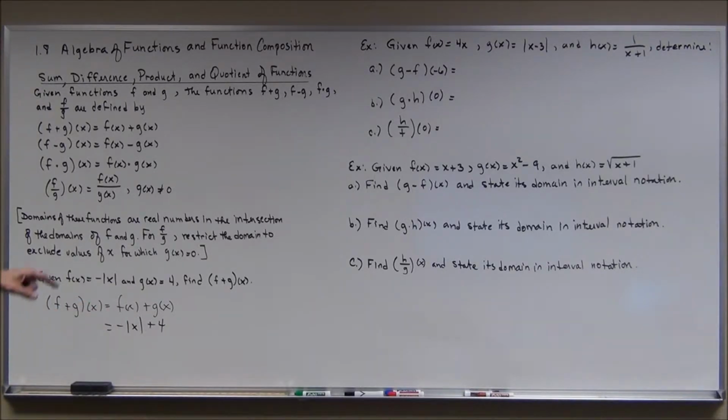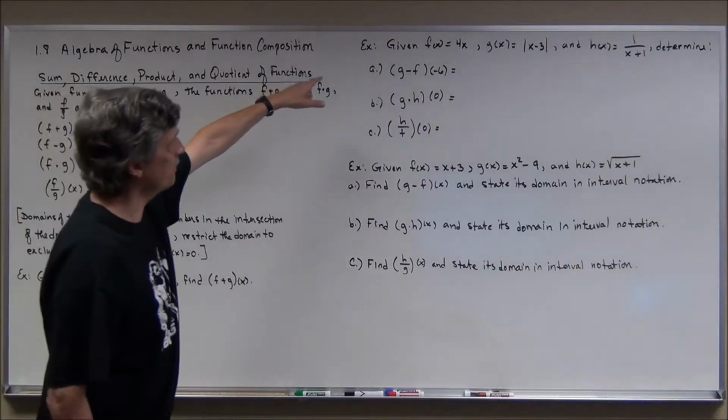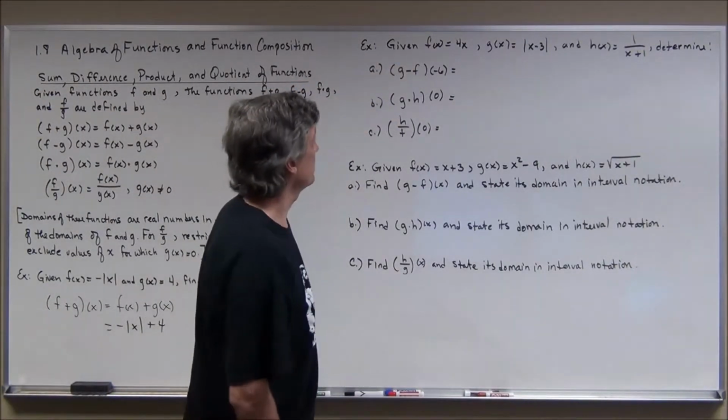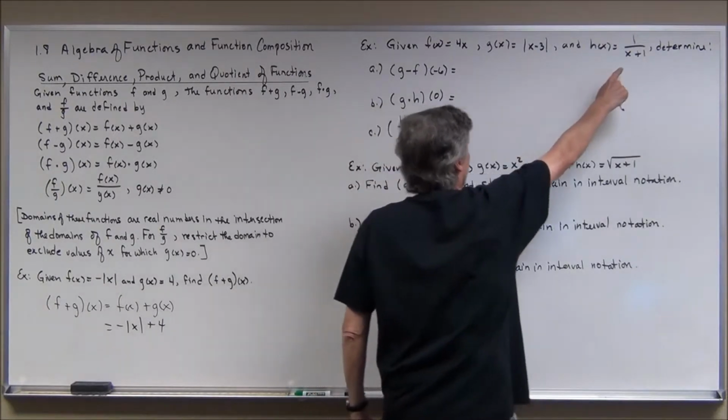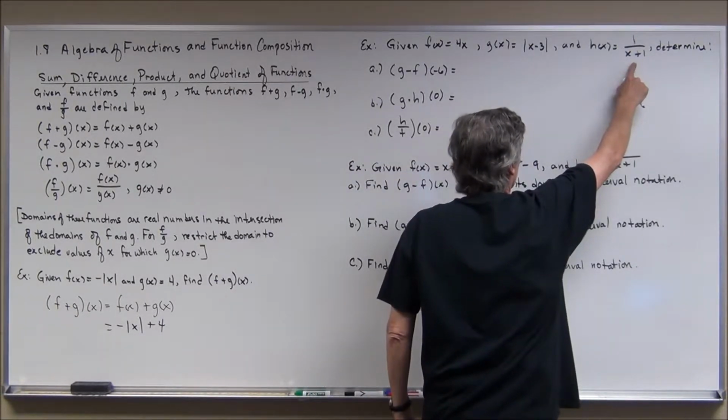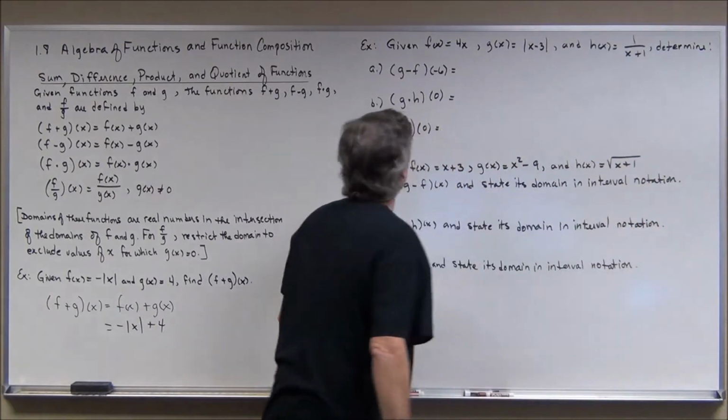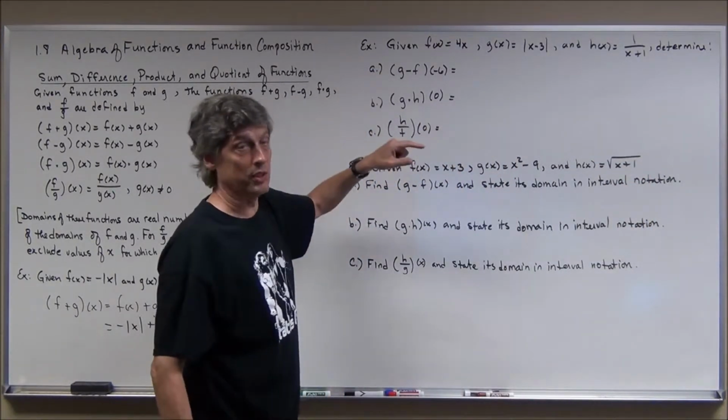Now let's look at specific values. Let's give three functions here. f(x) equals 4x, g(x) is equal to the absolute value of x minus 3, and h(x) is equal to 1 over x plus 1. So we're going to determine values at specific values of x.